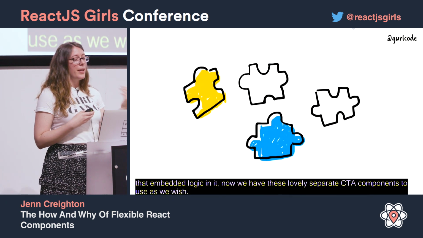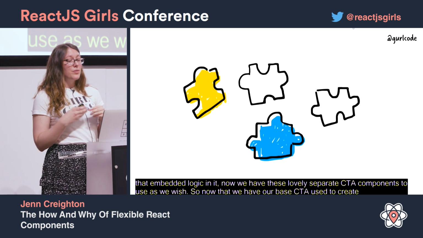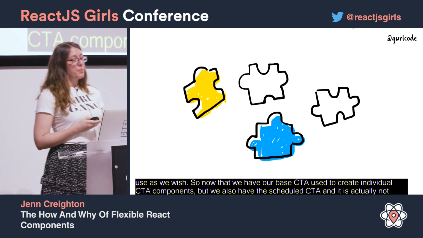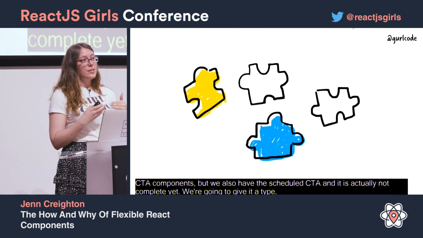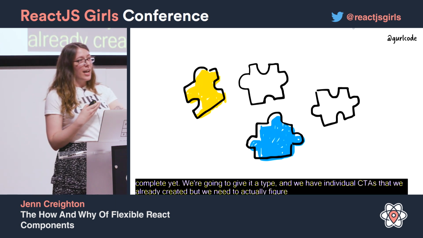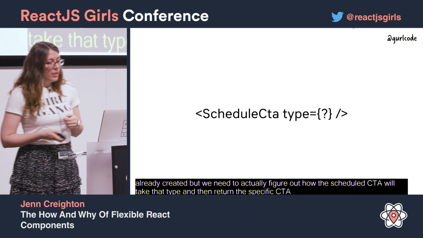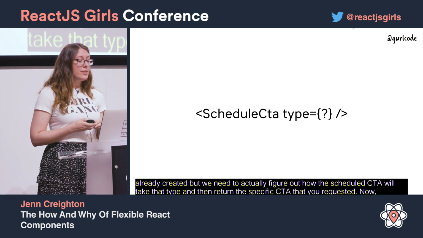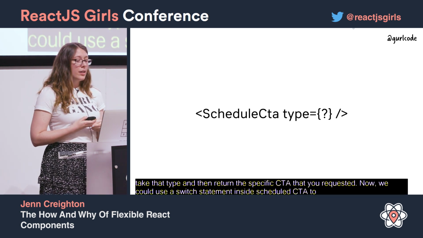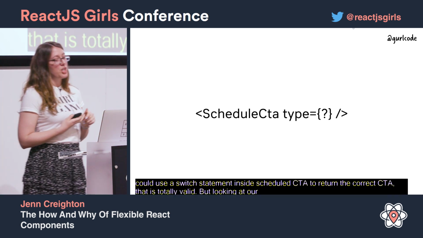So now that we have our base CTA used to create individual CTA components, but we also have the schedule CTA, and it's actually not complete yet. We're going to give it a type, and we have individual CTAs that we already created, but we need to actually figure out how the schedule CTA is going to take that type and then return the specific CTA that you requested. Now, we could use a switch statement inside schedule CTA to return the correct CTA. That's totally valid. But looking at our ideal API, I think I see a better option.